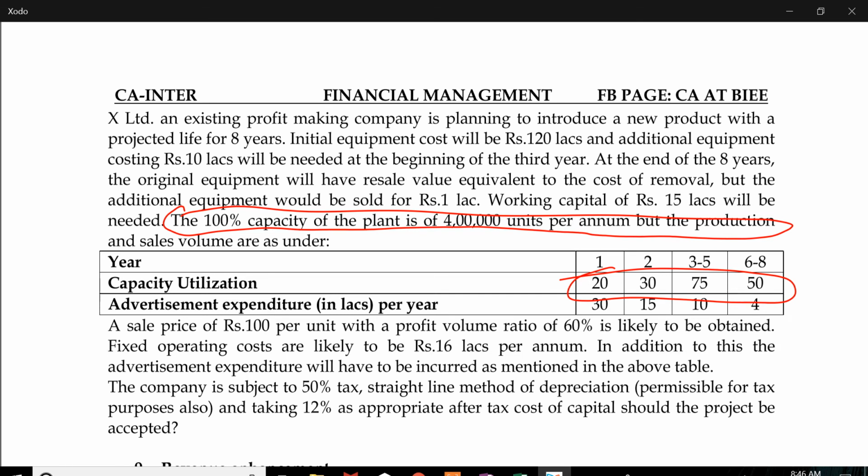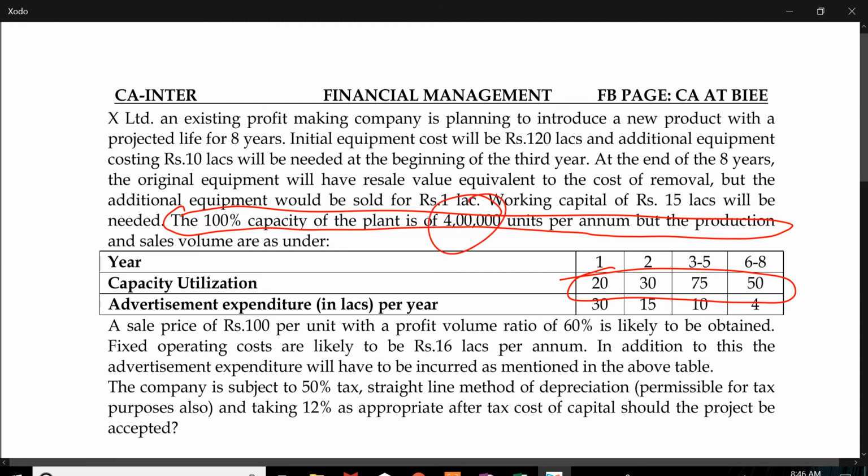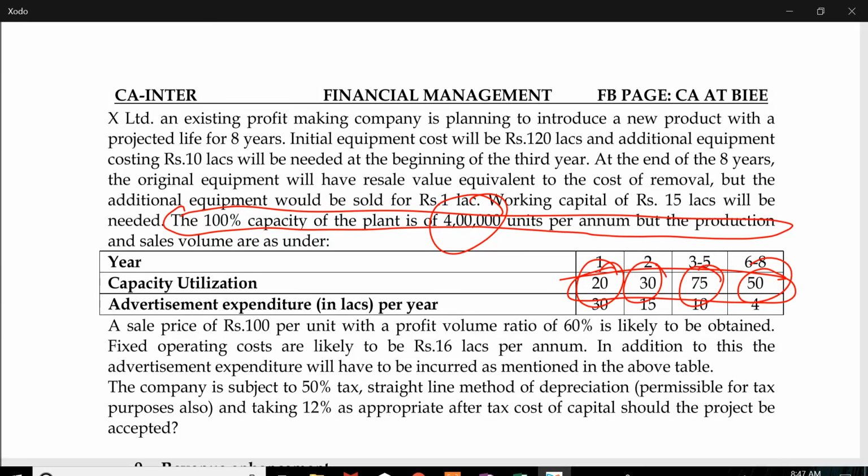All these 3 years it is going to be 3 lakh units. 4 lakh into 75%. Any doubts in this? 4 into 20%, 30%, 75% and 50%. This will give you the unit sold. Is the selling price available? 100. So I have the selling price, I have the unit sold.